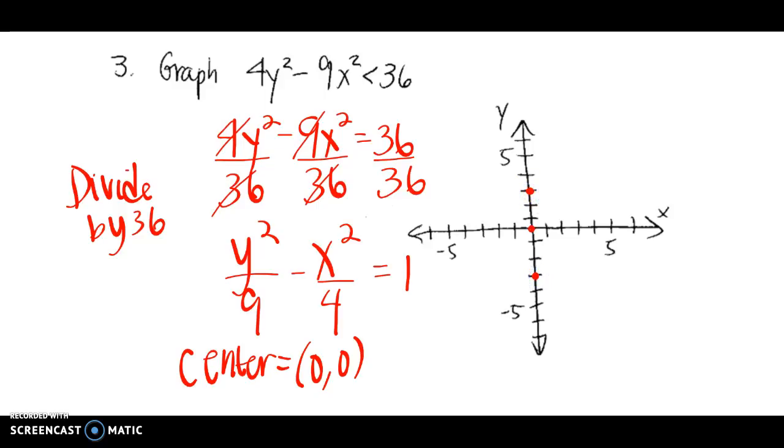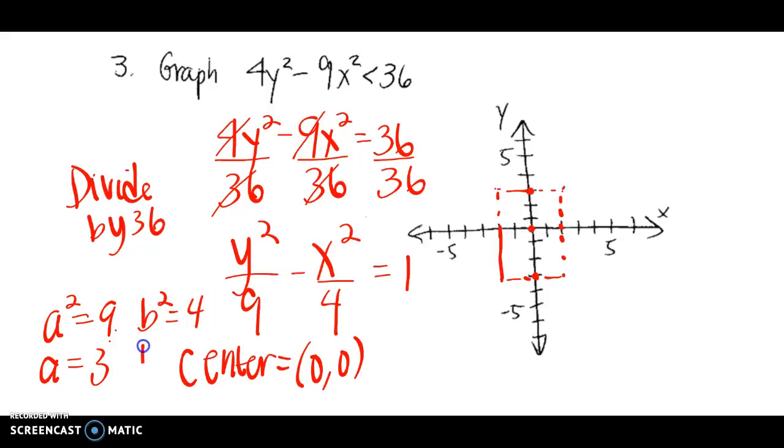And then you're going to the left and to the right 2 units. So A is 3, because 3 squared is 9. And B squared is 4, so B is 2. Whatever is underneath, you're going to go the square root of that number in that direction. So you're going up and down 3 units and left and right 2.